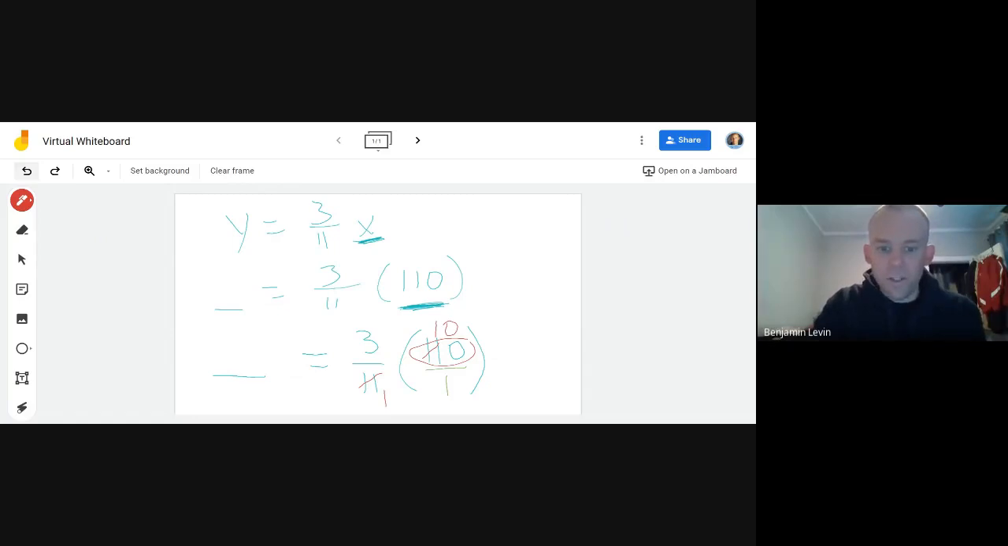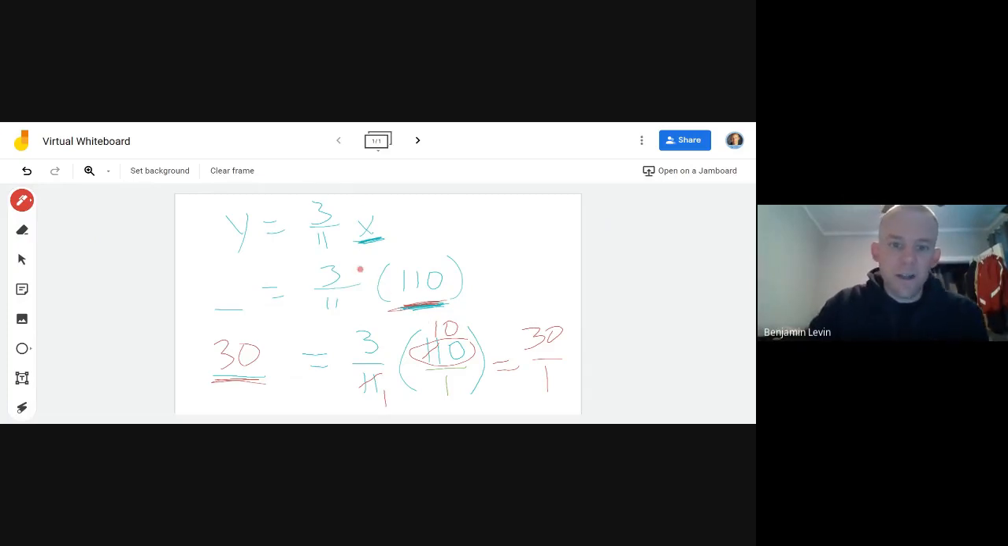So we have ones on the bottom now. 1 times 1 is 1. 3 times 10 is 30. So our answer should come out to be 30 here. When the ramp is 110 inches long, the height is going to be 30 inches, right?